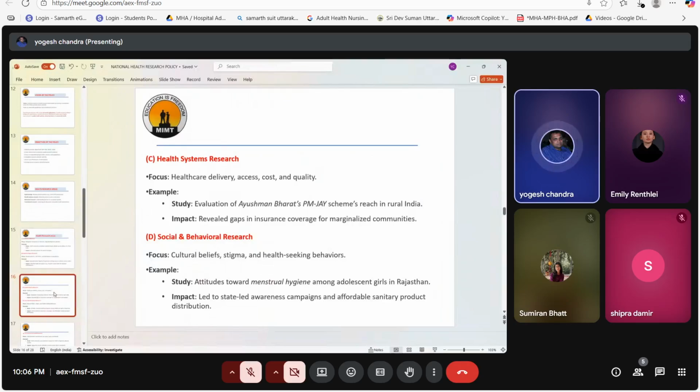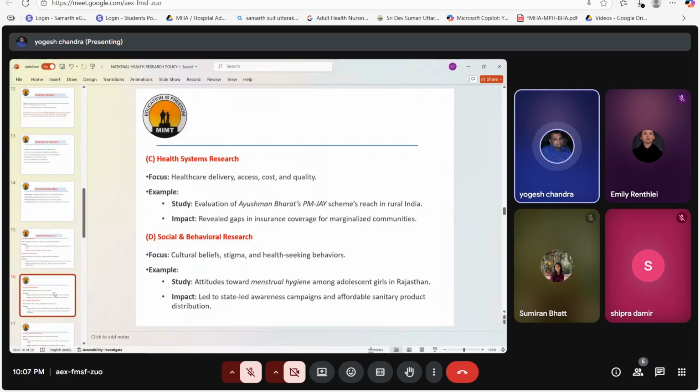Then we talk about social and behavioral research, which is basically related to cultural beliefs, stigma, and health-seeking behavior. One thing regarding menstrual hygiene: there was a lot of stigma. Initially, people were hesitant to talk about this kind of thing, and in various states it was considered a social stigma. But when the problem came out in the research, in a particular area of Rajasthan, adults and girls were facing menstrual hygiene problems.